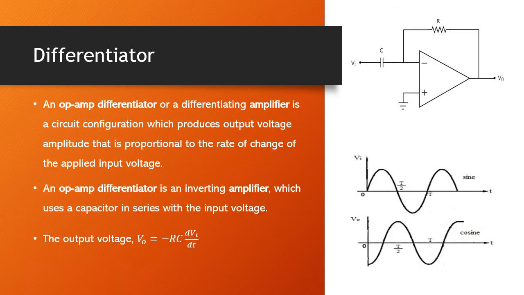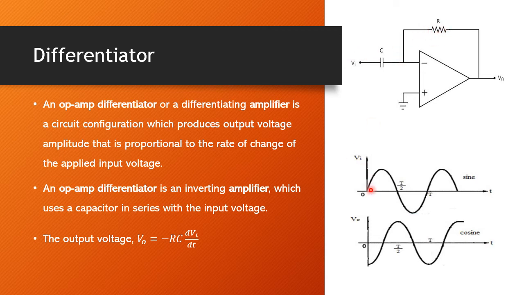Next we move on to the differentiator circuit. In a differentiator circuit, the output is the differentiated value of the input. For that you need a capacitor in series with the source voltage. Here the non-inverting terminal is grounded, and a capacitor is connected to the source voltage. This is V in, the input voltage. A feedback resistor R is connected.